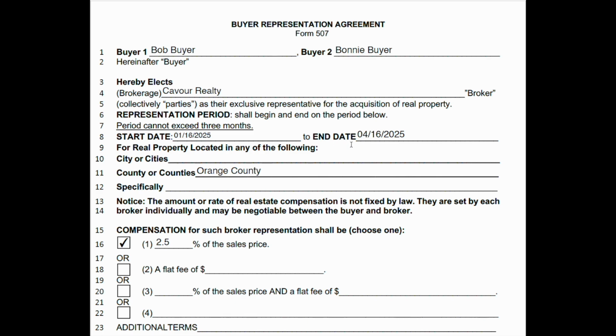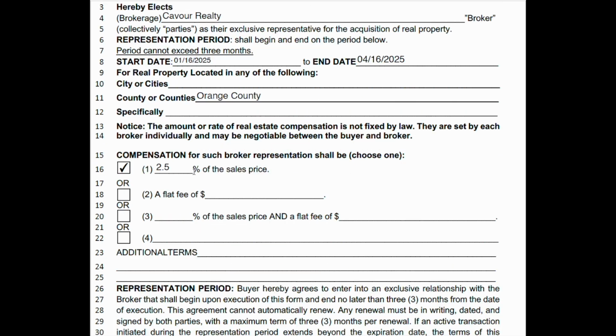Start date and an end date. You must have both. If one of these is left blank, this form could be unenforceable. So make sure to put both in here, and that this period from start to end is not more than 3 months. Then you'll put the geographic area. So you can put in the city or the county, or if you want to put in a specific address or something that isn't mentioned or covered by the city or county lines, go ahead and write that here. But write something on lines 10 through 12. You must write something here.